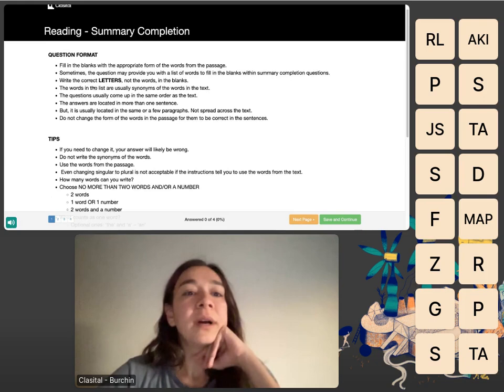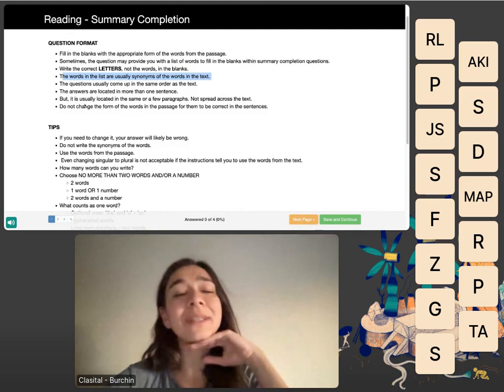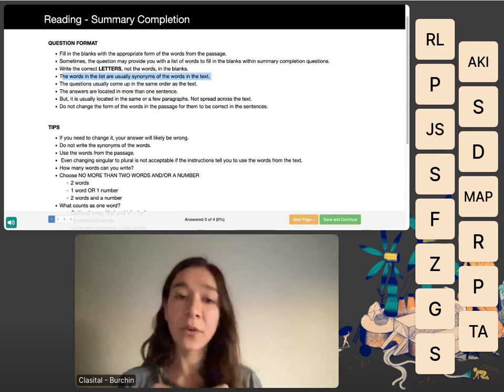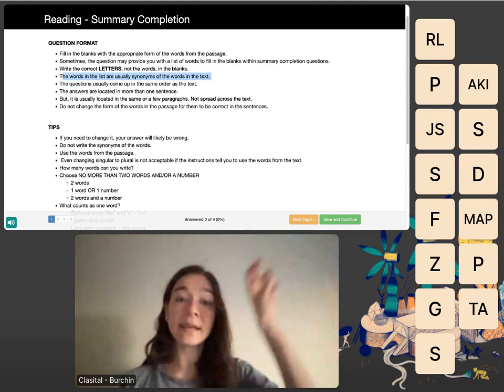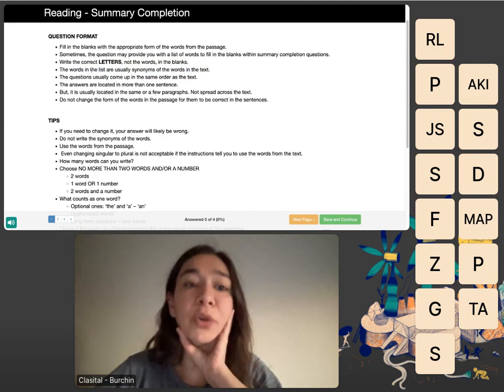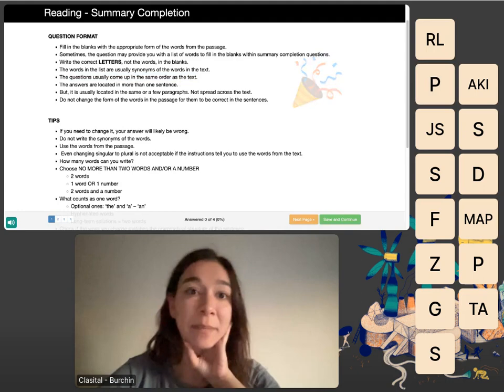The words given to you as the vocabulary list are usually synonyms of the words in the text. So they won't give you the same words. If there's a word bank, they will give you the synonyms of the words. And if they don't give you the words, you will directly take the words from the passage and write them. The questions usually come up in the same order as the text, but maybe it can be different for different passages. We will see.